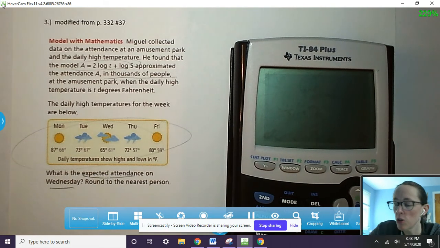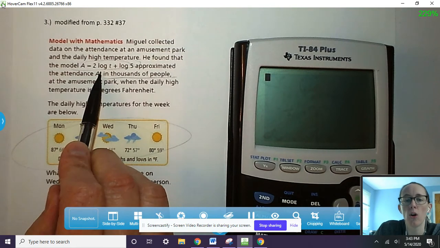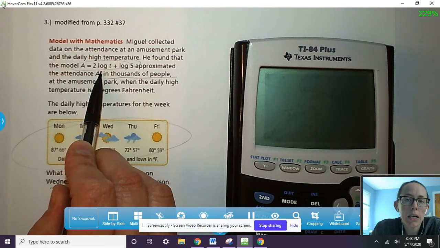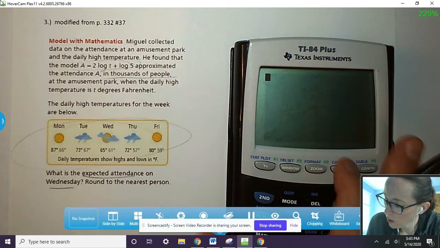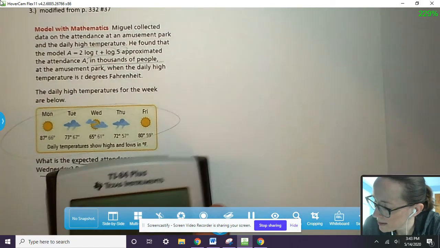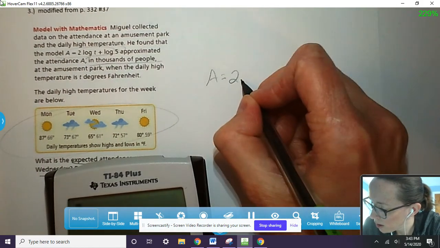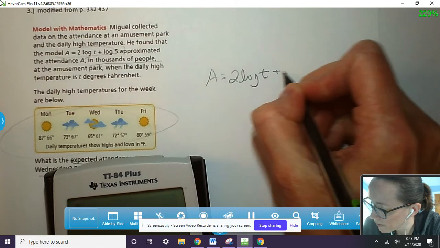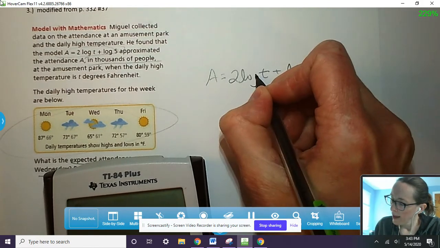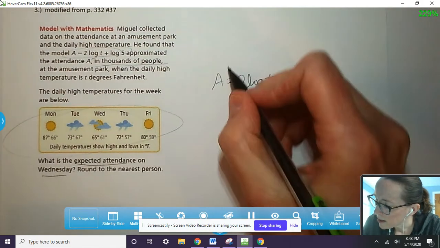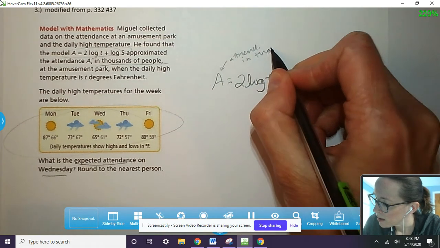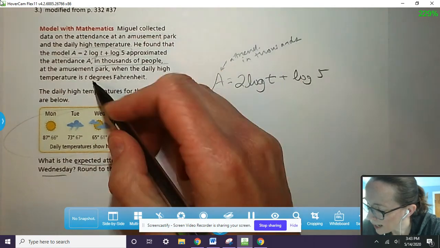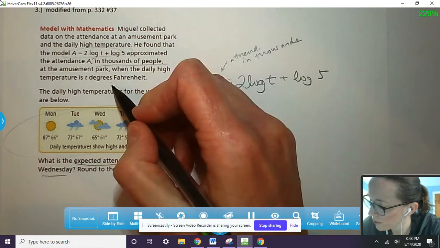We totally could graph this. There's nothing wrong with that, but I'm going to skip that because we don't have to. We don't always have to graph to solve. Let's look at what we have and see what else we can do. So we have an equation here that's A equals 2 log of T plus log of 5. And this is the attendance in thousands, and T is the high temperature for the day in degrees Fahrenheit.